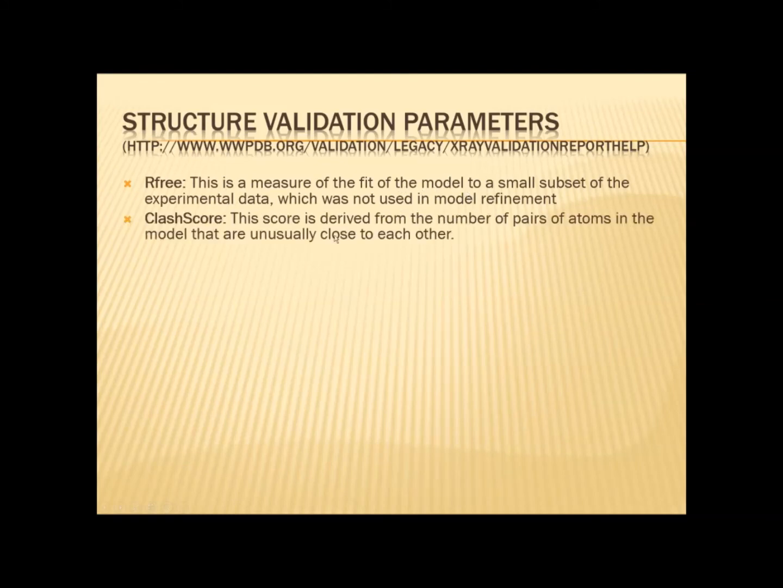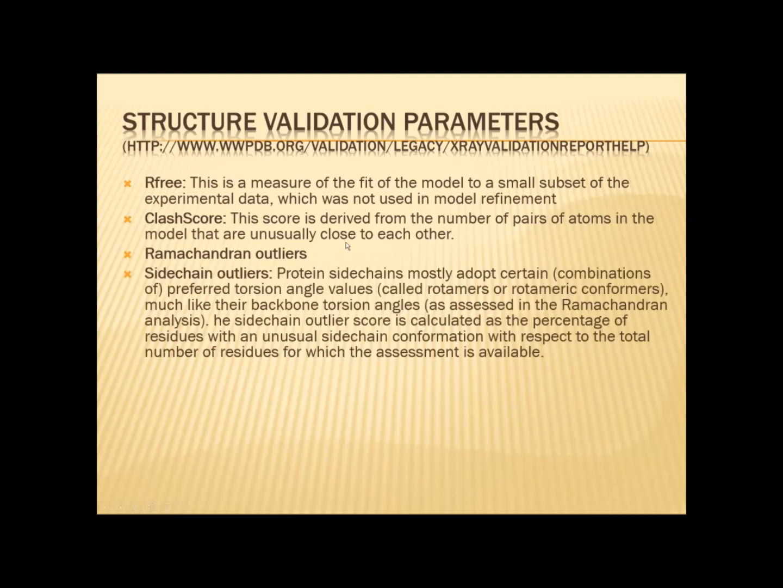What is a clash score? It is derived from the number of pairs of atoms that are unusually close. That's the steric repulsion that we talked about, the steric condition. So that is the clash score. What are the Ramachandran outliers? We understand that. Side chain outliers.